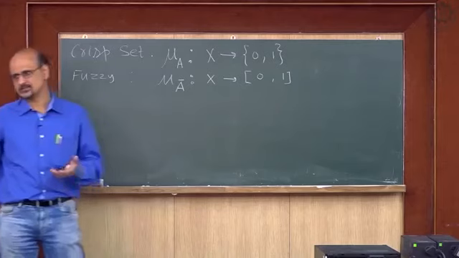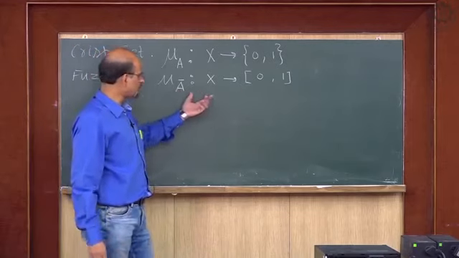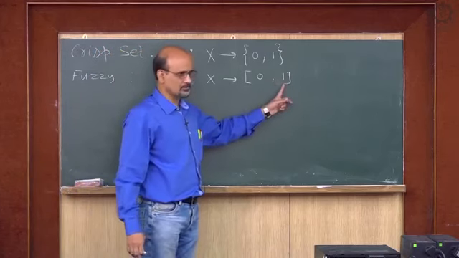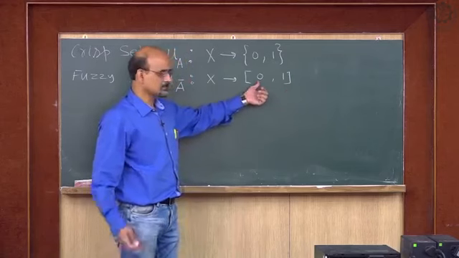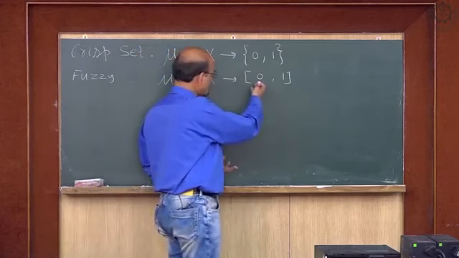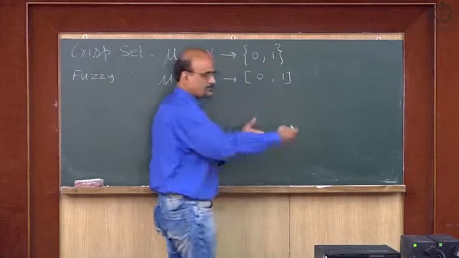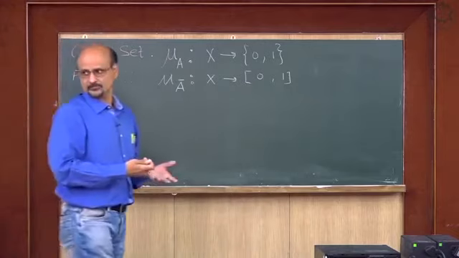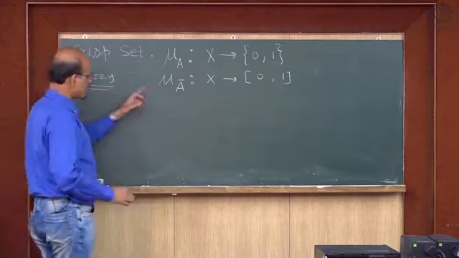That means this membership function value will have an infinite number of points between 0 and 1, including 0 and 1 also. When it is not included, exactly not included, then it is 0. If it is wholly included, it is 1, and in between we have an infinite number of points depending upon your problem. Now, this is your membership function.